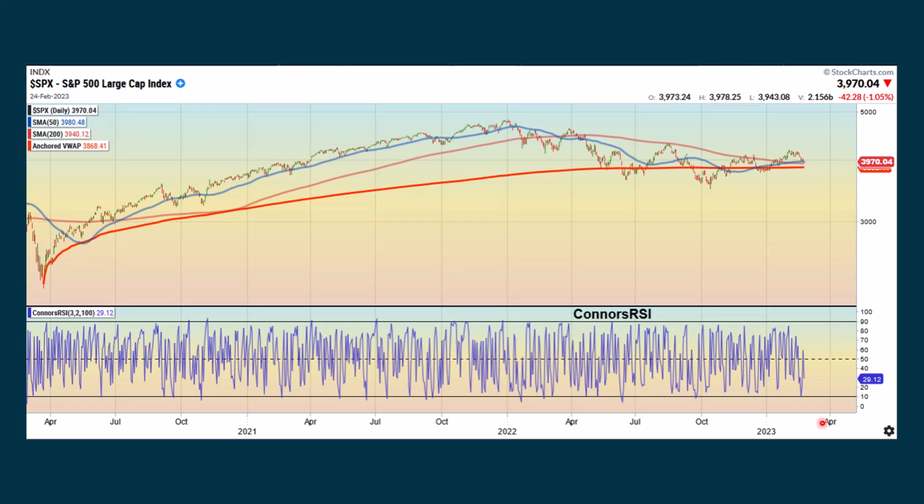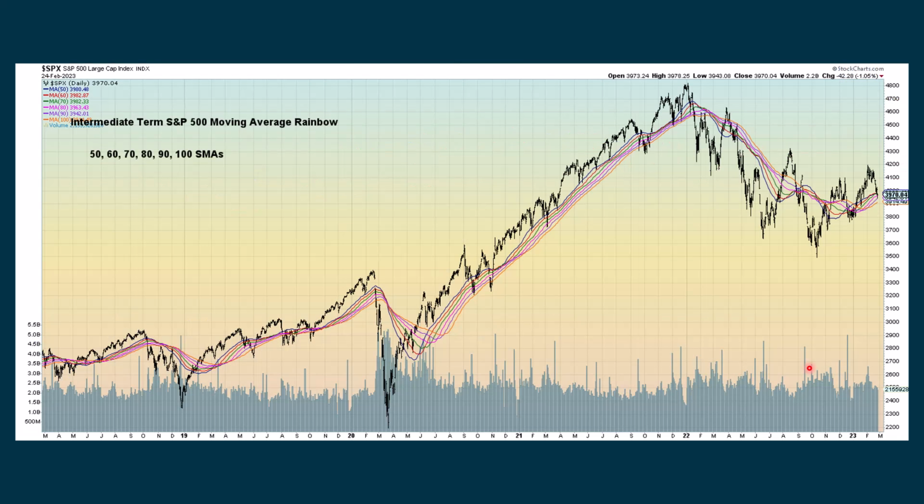This next chart shows a Connors RSI, which is very similar to the RSI, showing extreme positive or negative readings. We almost came down to an extreme negative reading after bouncing. We're below this dashed line, so we are more negative. Here's a longer term rainbow from 50 periods all the way up to 100 periods. Where we slice through some of the shorter term moving averages, we're coming into the top of this rainbow, and we're going to see, will any of these moving averages act as support?